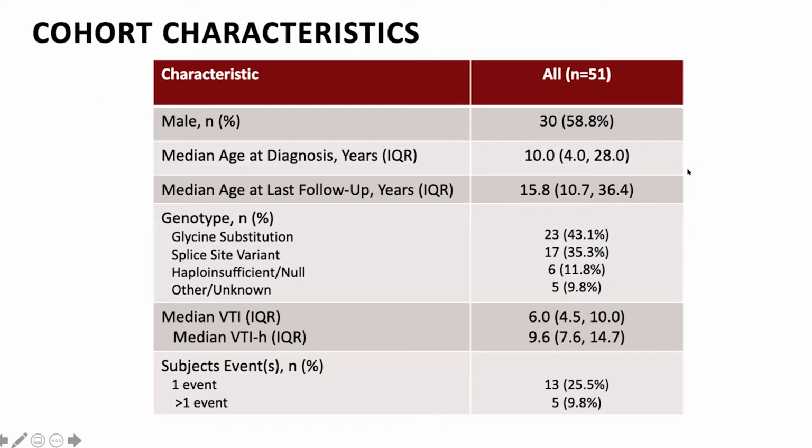So overall, 51 subjects were included in this study, 30 of which were male, or about 60% of our cohort. The median age at diagnosis for the entire cohort was about 10 years, with an IQR of 4 to 28 years. And then the median age at last follow-up was about 16 years of age. Very similarly, we saw that the majority of our cohort did have a high-risk variant, with 23 subjects having a glycine substitution, and then 17 having a splice site variant. Additionally, we included 6 in our low-risk category that were either haploinsufficient or null. And then the height-adjusted VTI-H was 9.6. We saw that that was an increase from the median VTI of 6 here. And so we can see that.